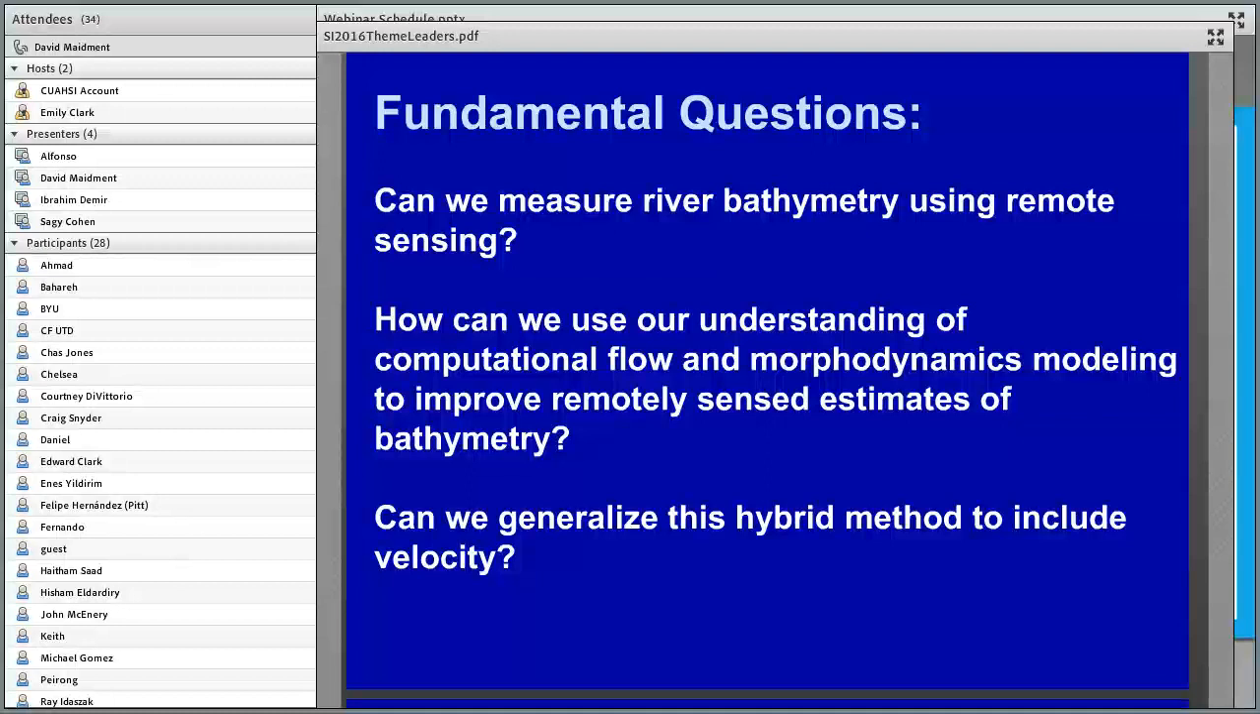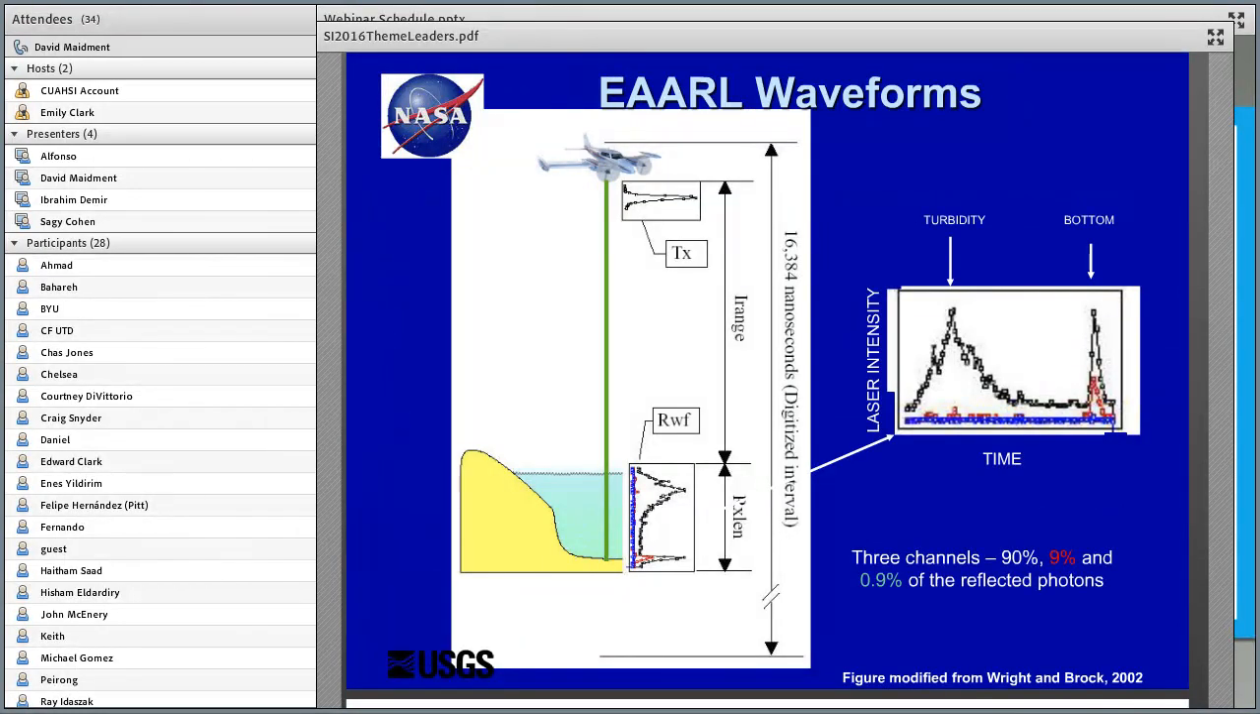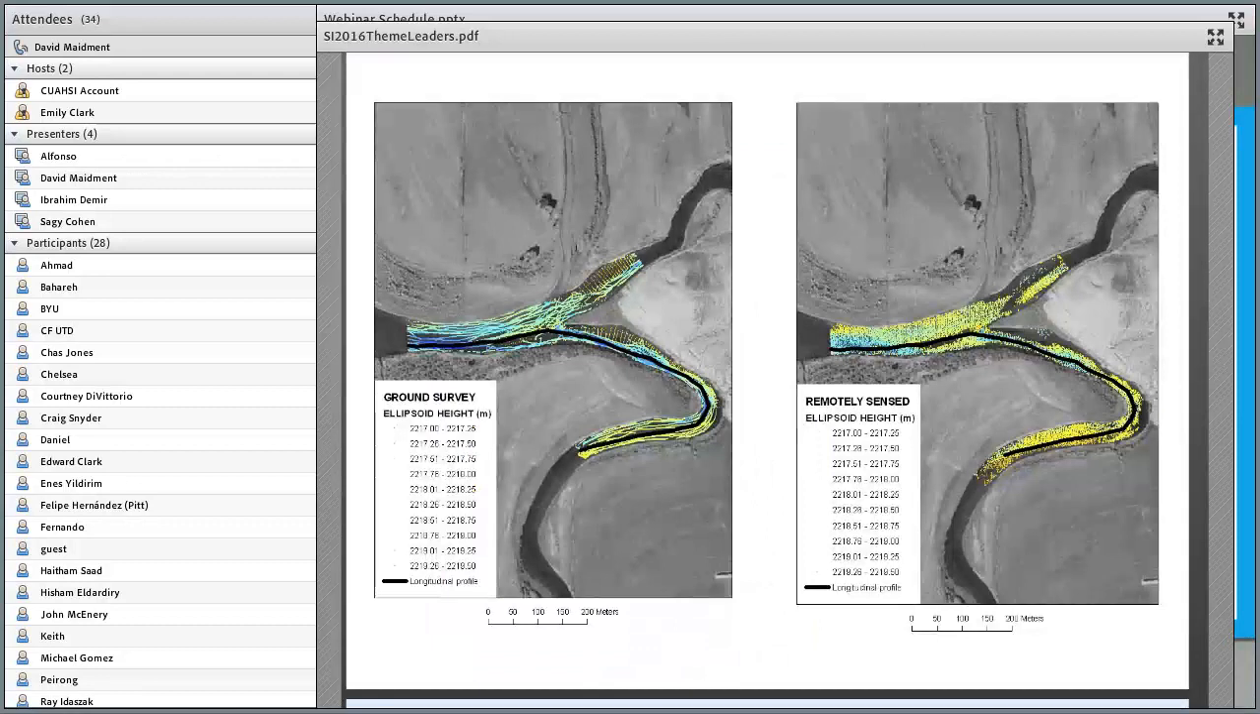And so the USGS has an experimental setup called EAARL, Experimental Advanced Airborne Research Lidar, and they're measuring from aircraft the bottom of the rivers and also the surface velocity and flow, and there are different reflections from the measurements that they're making. And these are some data which they have inferred from the aircraft measurements.